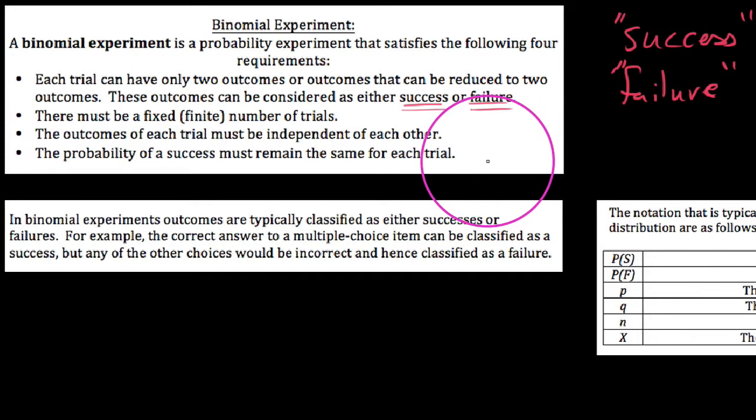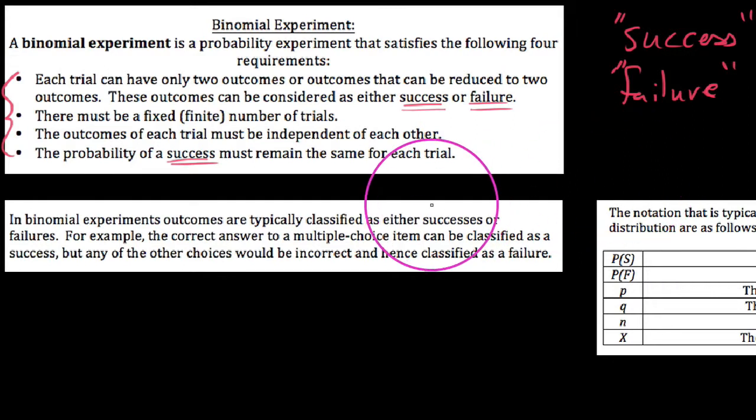In the experiment of flipping a coin, it's either heads or tails. When I flip the coin the first time, the probability of getting heads is 50%, but when I flip the coin the second time, since it was independent of the first, it's still 50%. That probability of a success must remain the same for each trial of our experiment. If we can satisfy each of these four stipulations, we can classify an experiment as a binomial situation. It's either one or it's the other.